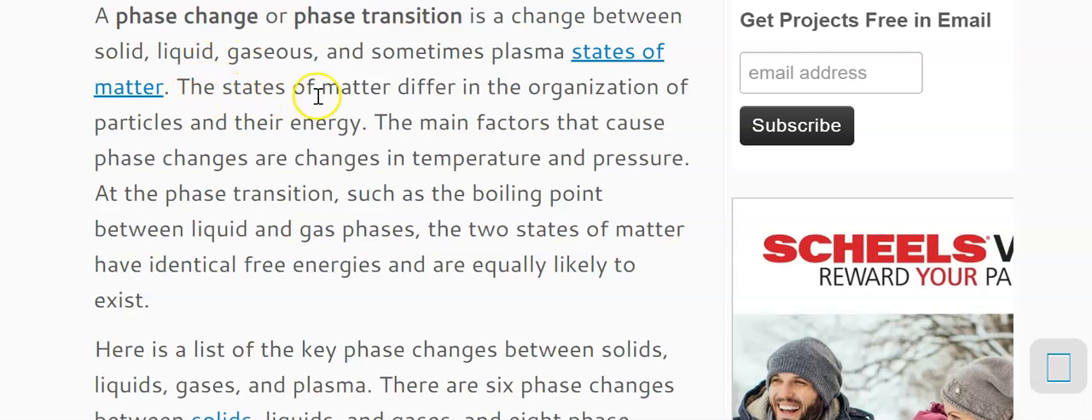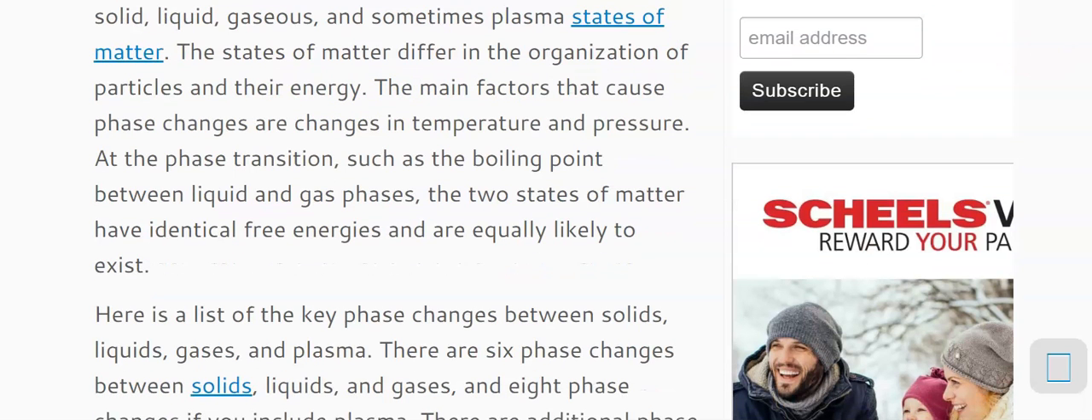So, what are states of matter? They're the different organization of particles and their energy. So the molecules in solids are organized differently and have different energy than molecules in a liquid. And they have differences from molecules in gases as well. The main factors that cause phase changes are changes in temperature and pressure.